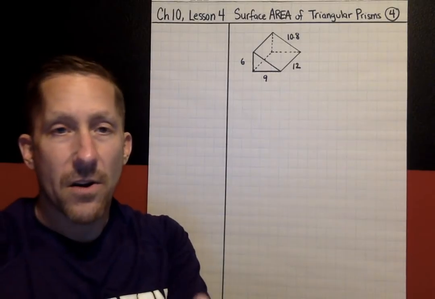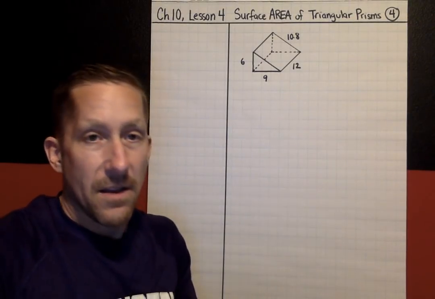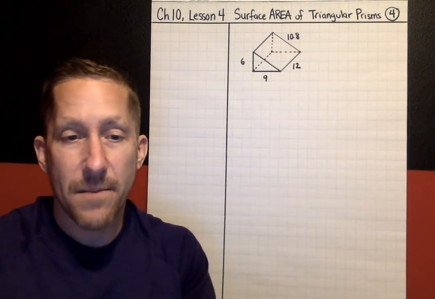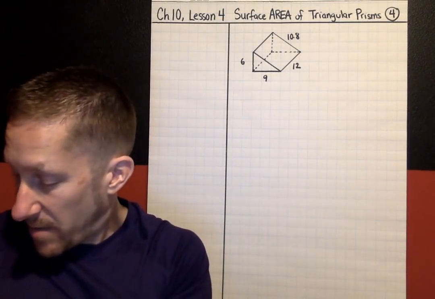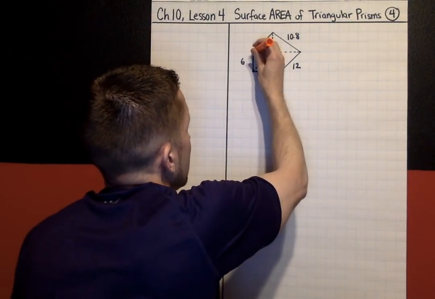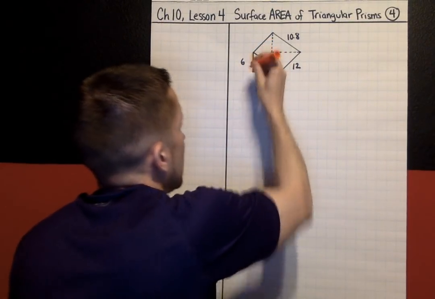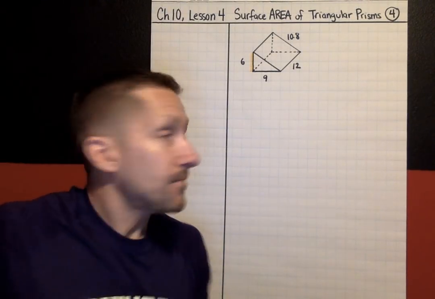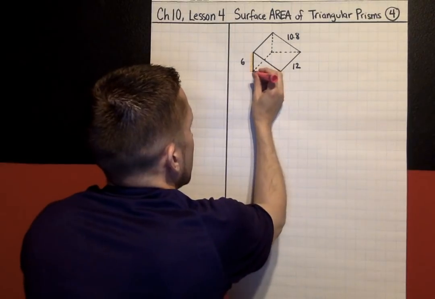And the hardest part about working with surface area with triangular prisms is figuring out what dimensions match up. So I'm going to use some color to help my thinking here. This line right here, the 6 line, I'm going to make that orange. The 9, I'm going to make that pink.